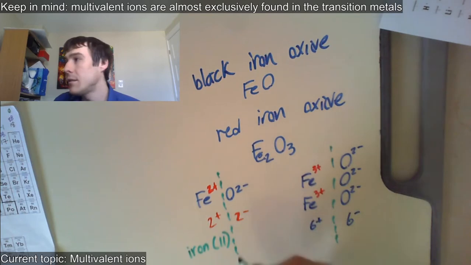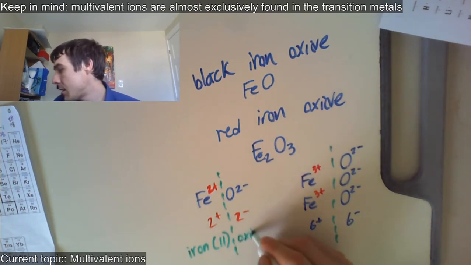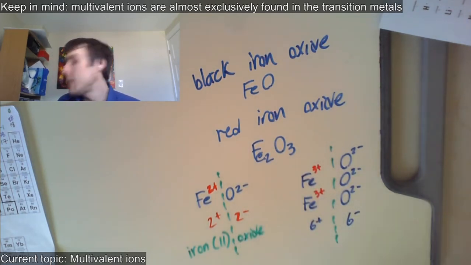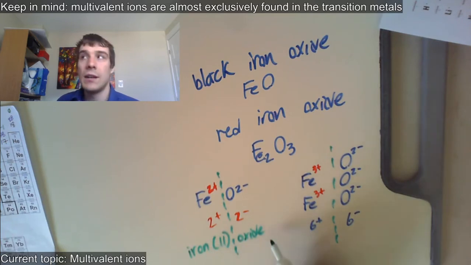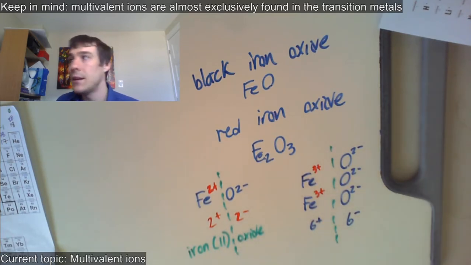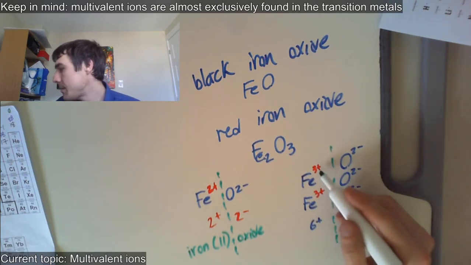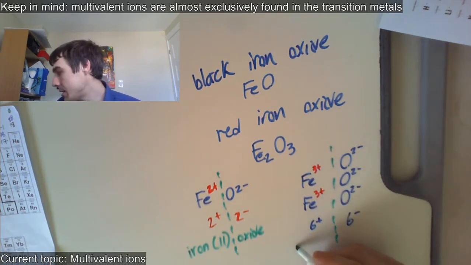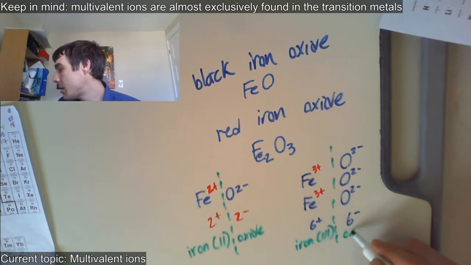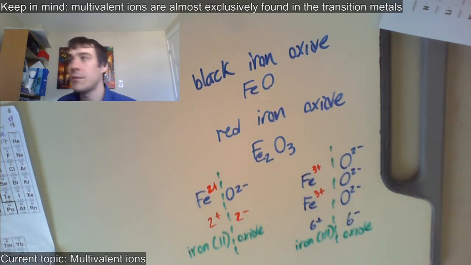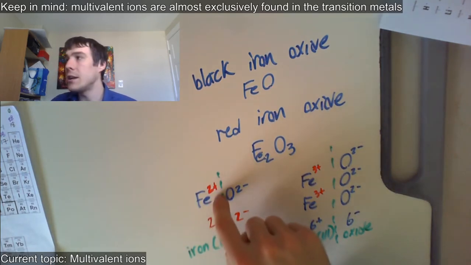And this guy is oxide. So this compound is called iron 2 oxide. That is the IUPAC way of naming this ion. This ion, because it's a 3 plus, is called iron 3 oxide. Iron 3 oxide.